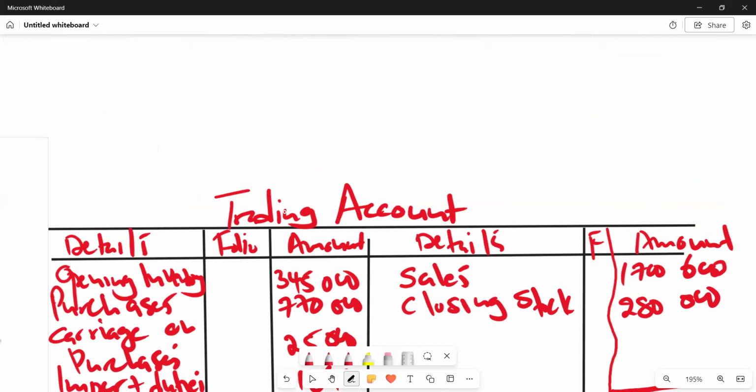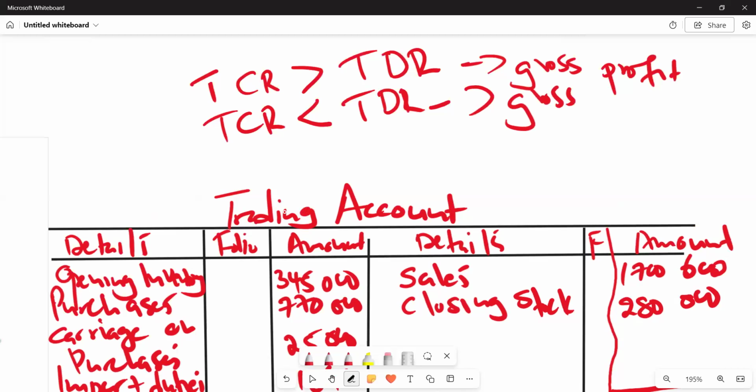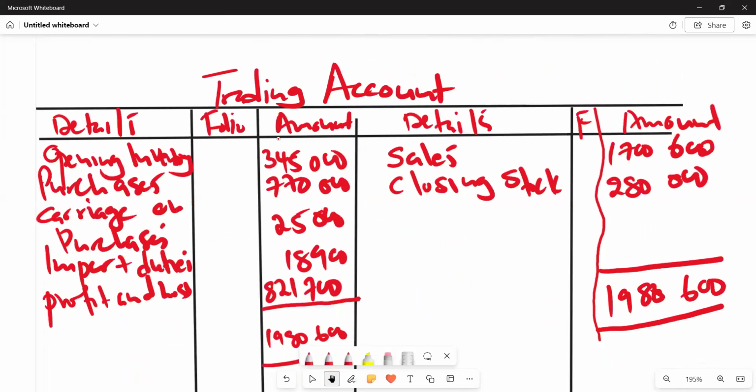So we are saying if the total of the credit is greater than the total of the debit, we are going to have a gross profit. And if the total of the credit is less than the total of the debit side, this will lead us to a gross loss. Very important to take note. So if it's a gross loss, it means we are going to put our profit and loss on this side. The credit side will be smaller. So this is what we wanted to look at in this video.